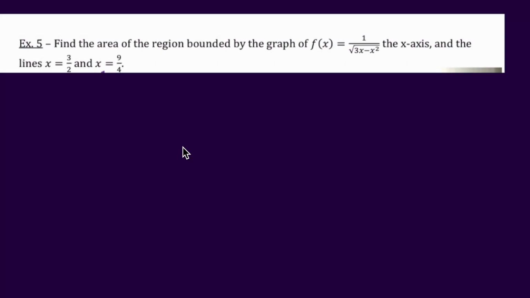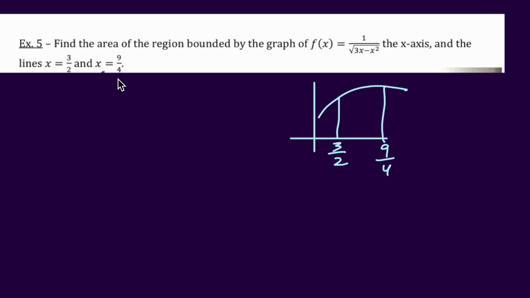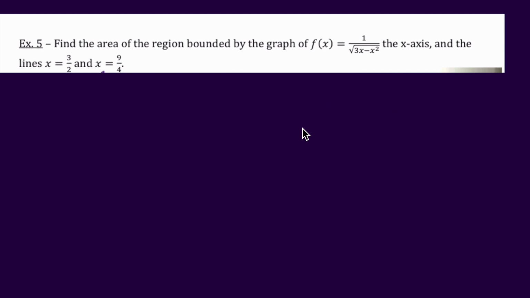Next, we are presented with this problem where we want to find the area bounded by the graph of f of x listed here and the x-axis, and these lines, x equals 3/2 and x equals 9/4. So basically, we have some function here, and we don't know what it looks like. Let's say it looks like that. And we're trying to find the area between x equals 3/2 and x equals 9/4. So we have to take the definite integral and compute the area.